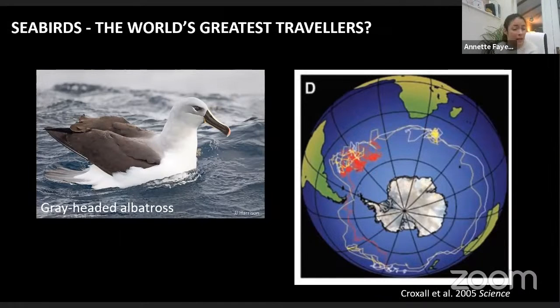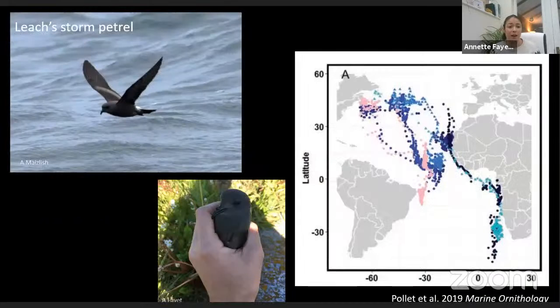But you don't have to be a very large seabird to have long movements. This is one of the smaller seabirds, a Leach's storm petrel. They're really tiny, and yet they have these incredible migrations as well. This is an example of Leach's storm petrels breeding in eastern Canada and migrating all the way to the mid-Atlantic, and for some of them to the western coast of southern Africa, which is incredible.